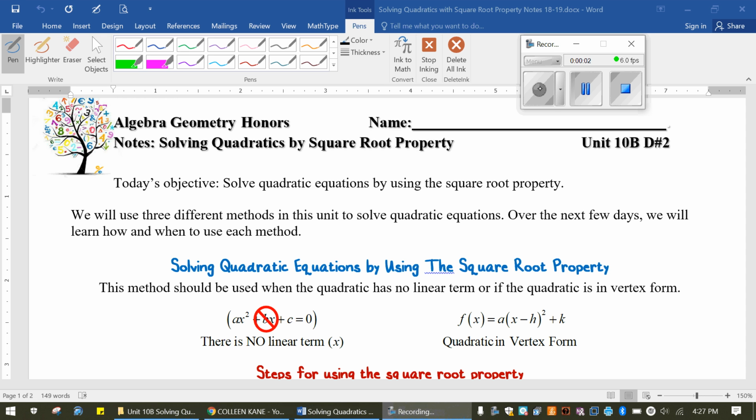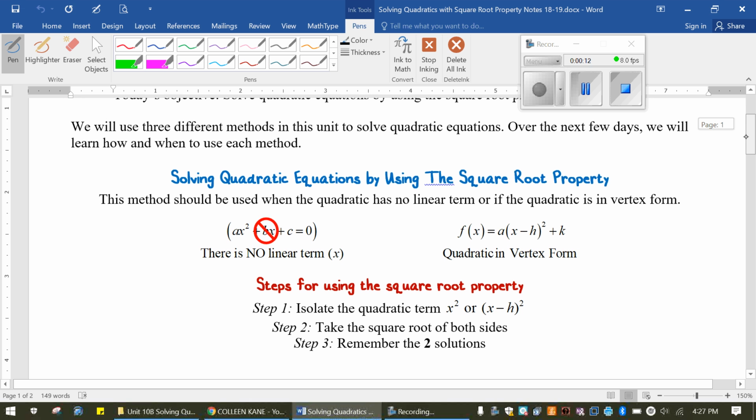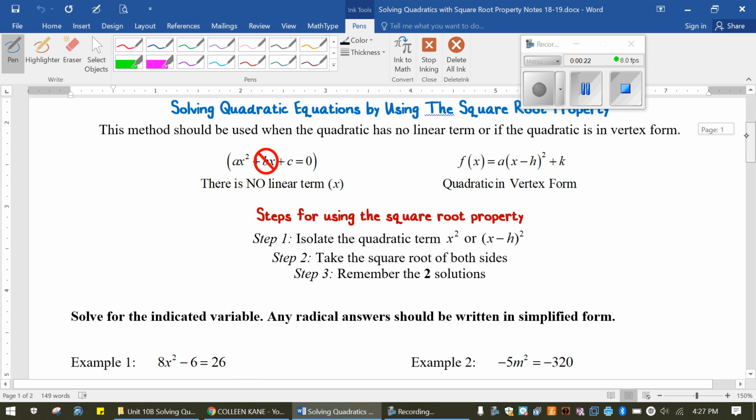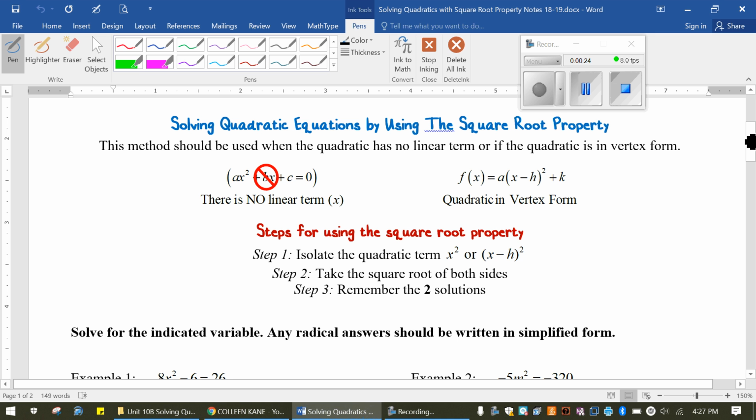Okay, so today we're going to be solving quadratics with the square root property. The directions in the notes say that we're going to be using 3 different methods over the next few school days. This is the first method that we're going to show you. The next 2 sets of notes will also have methods for solving quadratics, and we're going to focus solely today on the square root property.